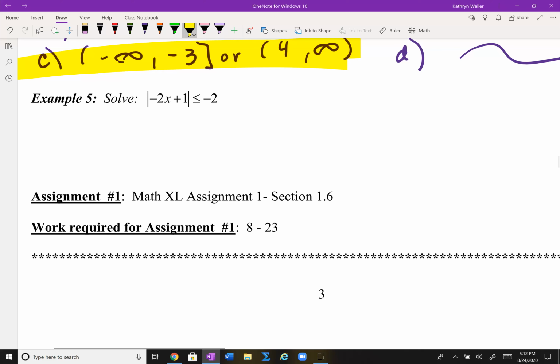So I know that there's no solution, and I actually don't even have to go that far, because remember, absolute value means distance. So when is a distance going to be smaller than a negative number? A distance is not smaller than a negative number. The smallest distance possible is a 0. So you can tell just by looking at it that the answer is no solution.